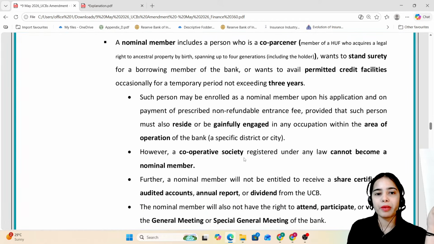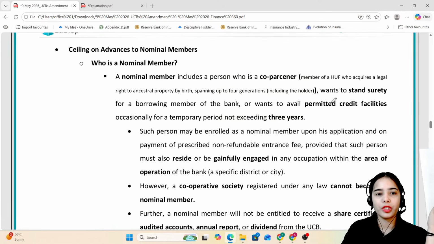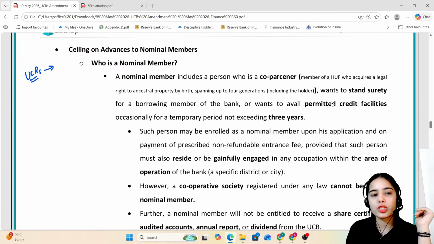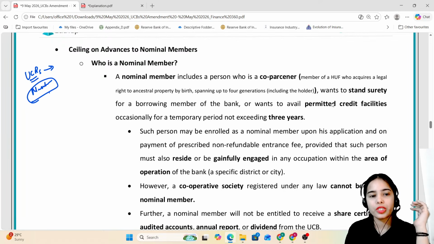Nominal member is a member. See, as I've told you, the urban cooperative banks, or the cooperative banks basically, can provide loans to their members only. Otherwise they will have to follow different rules and regulations, but the urban cooperative banks can provide the loans to their members. Now, who is a nominal member?